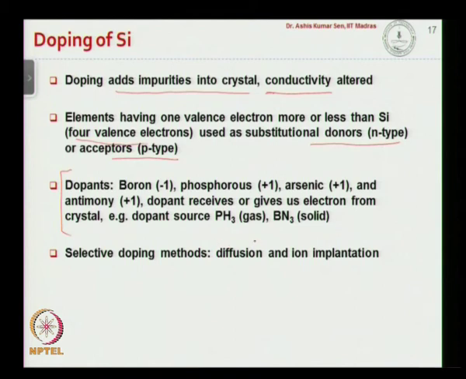Some of the important sources used for doping are PH3, which is phosphine, and BN3, boron. These are two important sources: phosphine is a gas and boron is a solid that are used for doping the silicon. And we have mainly two important methods used for doping. One is diffusion, and the second one is ion implantation.